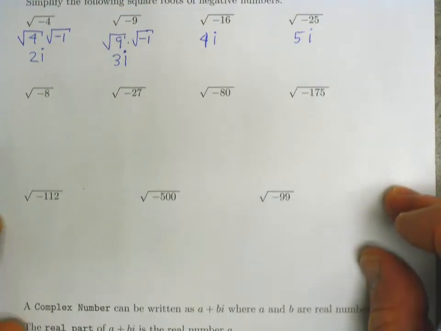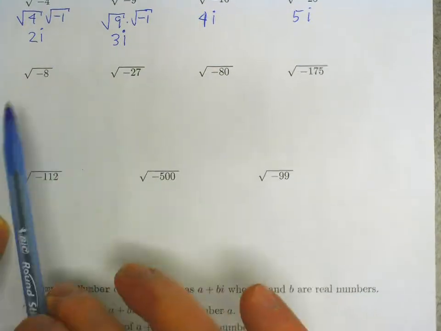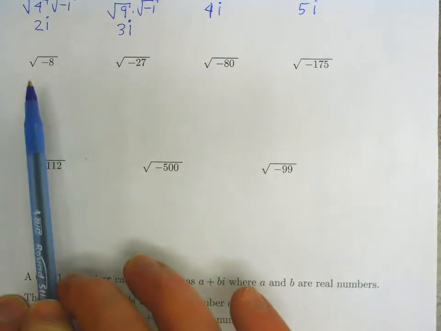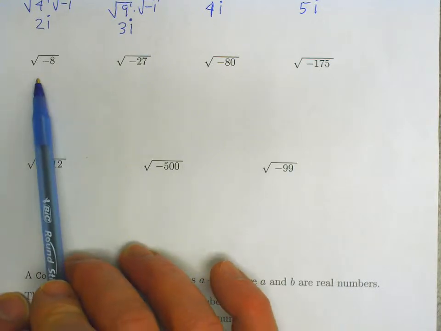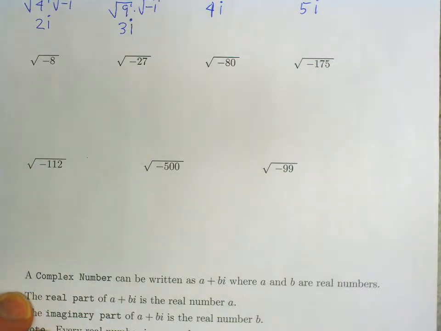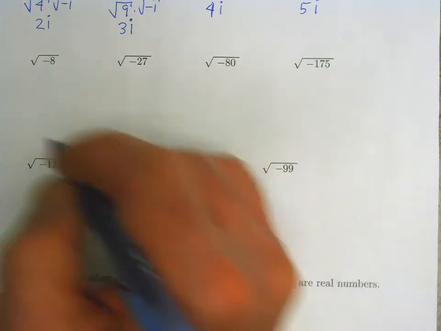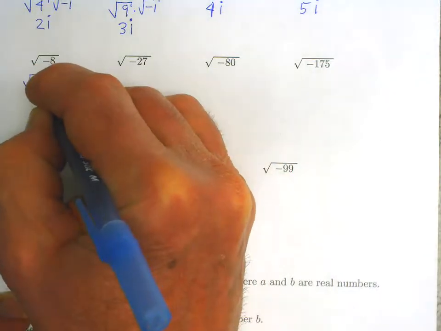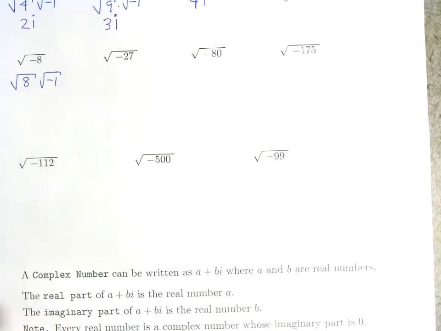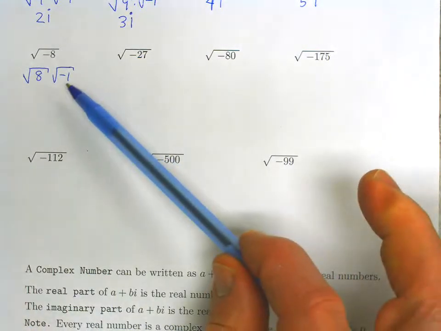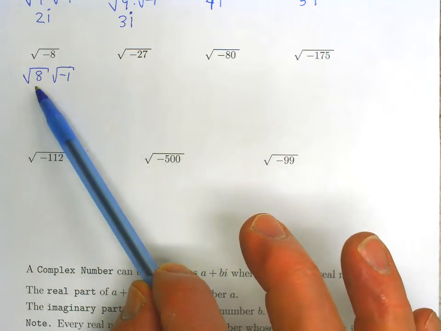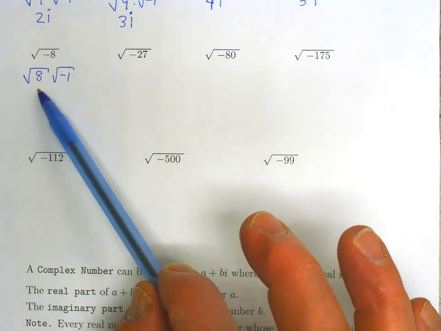Okay, they won't all be that easy. If we know how to simplify square roots in general, though, it won't be too bad. So let's simplify the square root of -8. Think of the square root of -8 as the square root of 8 times the square root of -1. And we're going to replace the square root of -1 with i. And then we know how to simplify the square root of 8.